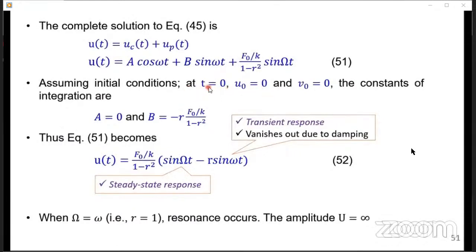We are saying, assuming at time t equal to 0, u naught is equal to 0 and v naught is 0. This is an assumption, so that you can use these known initial values. You substitute in equation 51, and you'll be able to obtain what A is and what B is. That should be as easy as ABC. Once you obtain that A is 0 and B is this part, you substitute, and equation 51 becomes, as you can see, equation 52.